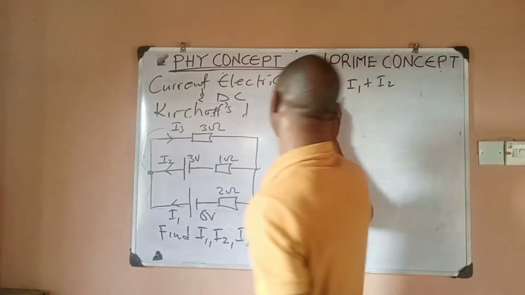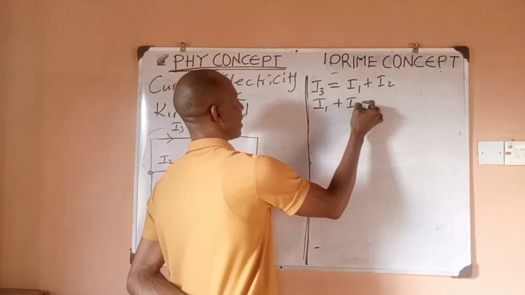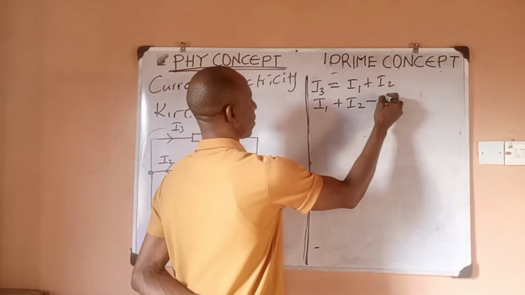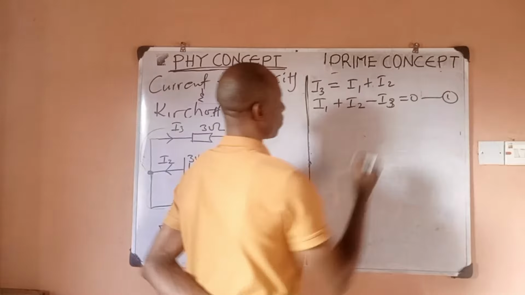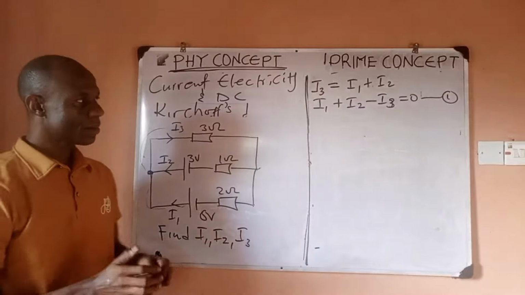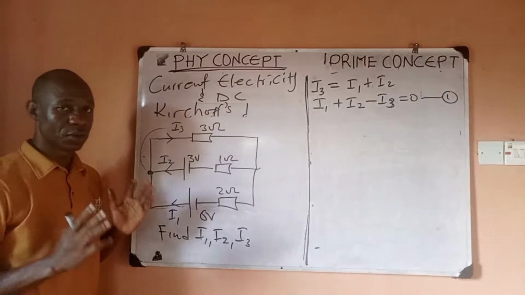So if I rearrange this, I can still write this as I1 plus I2. When this one comes, it becomes minus I3 equal to 0. I'll call this equation 1. So I have this. Now the next thing I want to apply, please follow me.